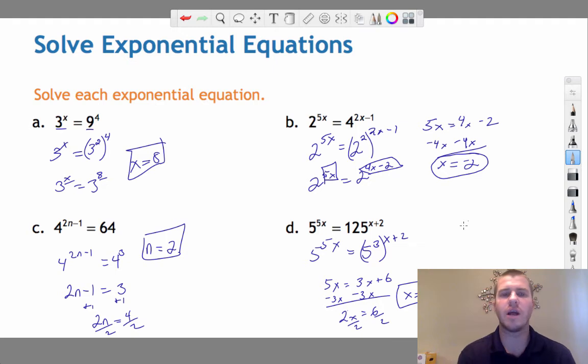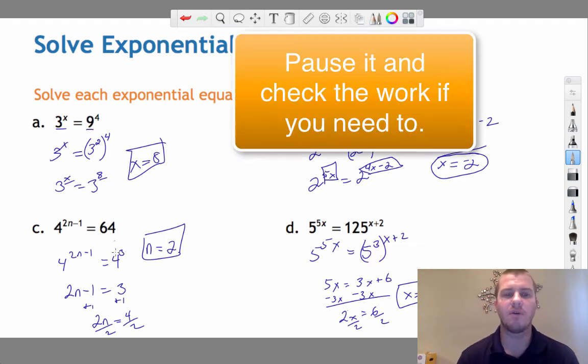it. Okay, so here are your answers. I used the base of 4 for 64. You could have used the base of 2 for both of them. You would have gotten the same answer.